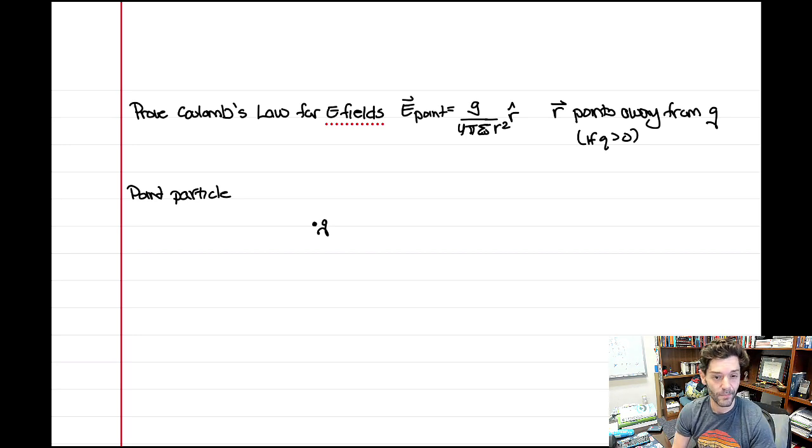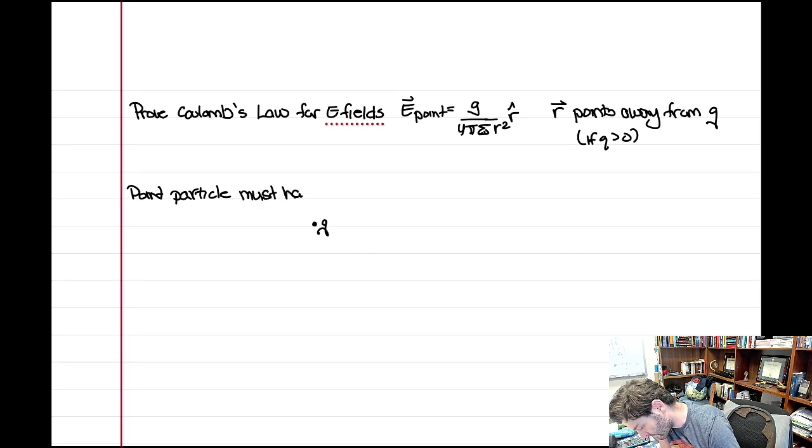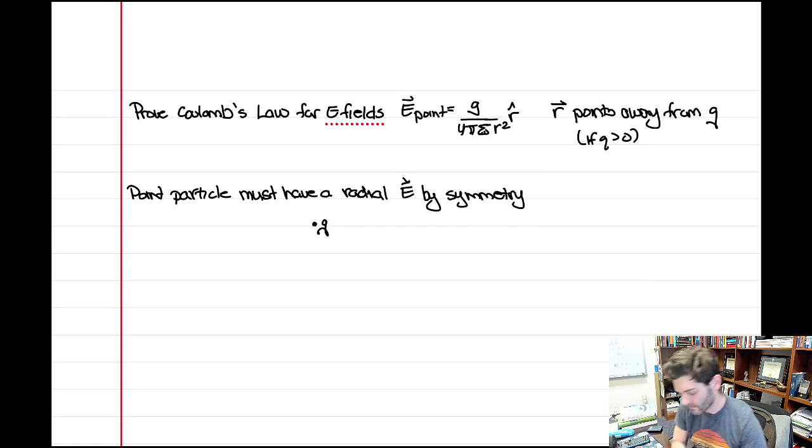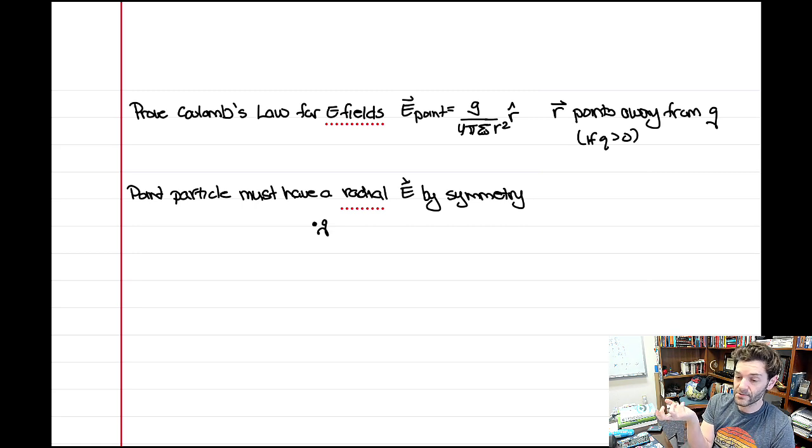So what does that mean for the electric field? That means we can say the electric field must be radially going outward from this charge. So a point particle must have a radial electric field by symmetry. Because you should be able to close your eyes and then open them later, and whether or not I rotated it, you wouldn't be able to tell the difference. Therefore, whatever the electric field looks like has to have that symmetry as well.